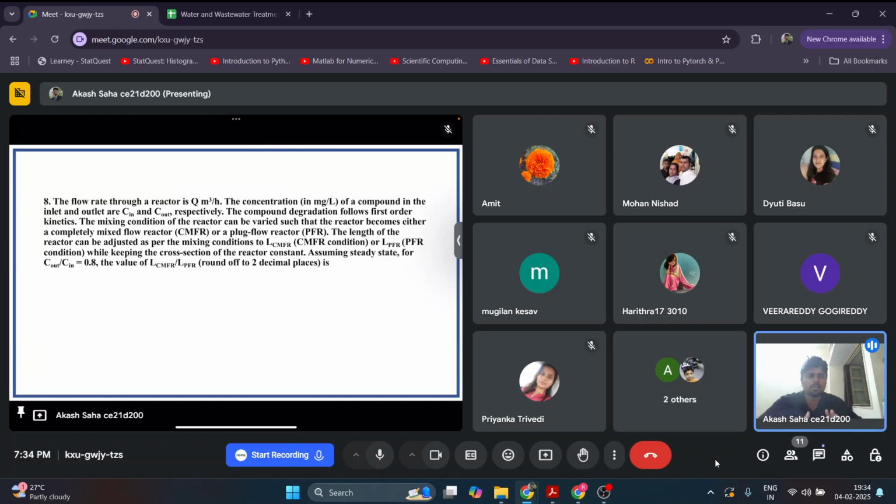So we have two conditions now. Everything is the same, but one reactor is a CMFR or CSTR, the other is a plug flow reactor. The length of the reactor can be adjusted as per the mixing condition, so the length can be L CMFR or L PFR. Now, assuming steady state, and C out to C in ratio as 0.8, what will be the ratio of L of CMFR and PFR? Just take a screenshot of this question. I will tell you what they are asking.